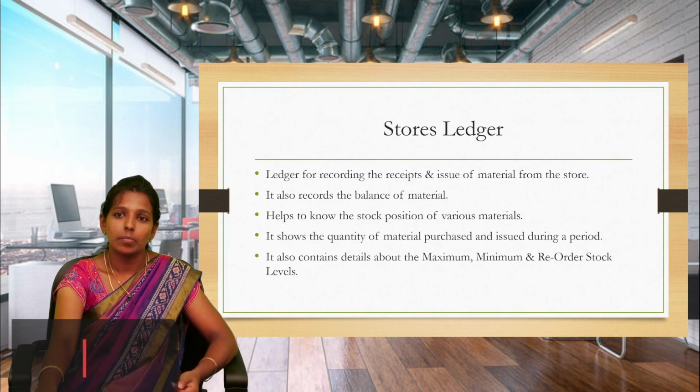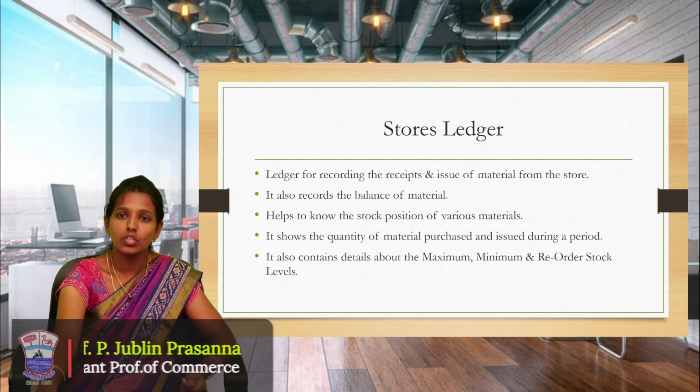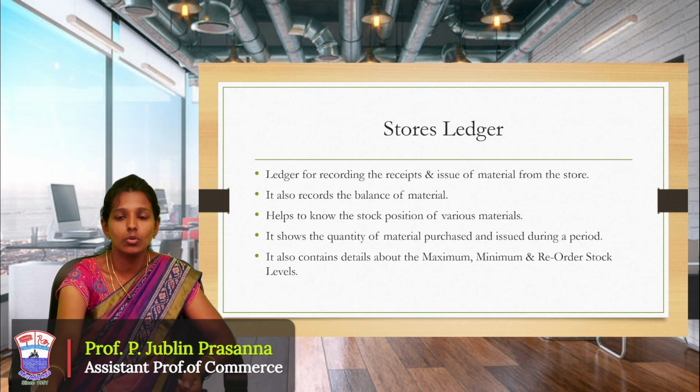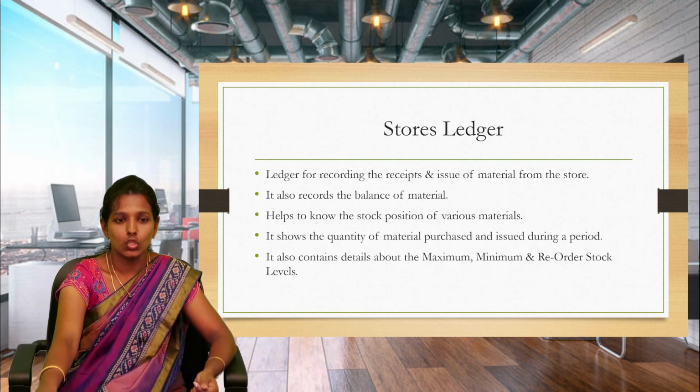Before getting into the problem of understanding the FIFO method, let me tell you what a store's ledger is. With the help of the store's ledger only, we are going to value the issue price of the material. The store's ledger is a ledger for recording the receipts and the issue of materials from the store. So all these transactions will be recorded in the store's ledger. It also records the balance of material.